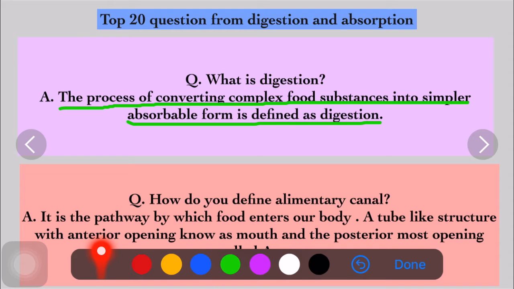The next question is, how do you define alimentary canal? So when we have to define alimentary canal, we'll say it is the pathway by which the food enters into our body. It is a tube-like structure with anterior-most opening known as mouth, which is guarded by 2 movable lips or labia, and the posterior-most opening called the anus. This is how we define alimentary canal in human beings.